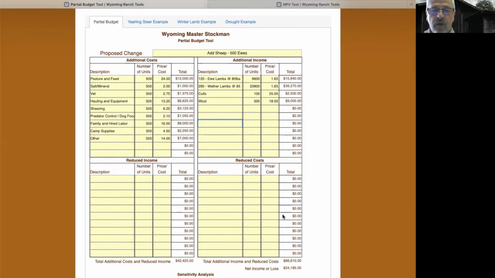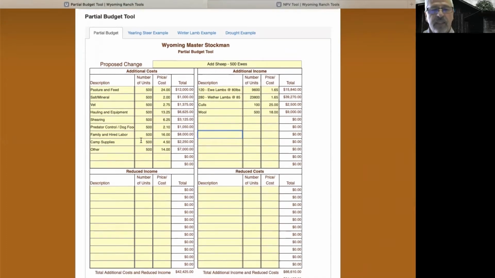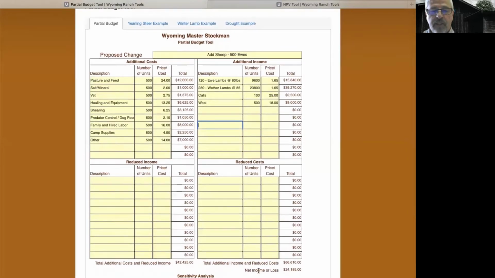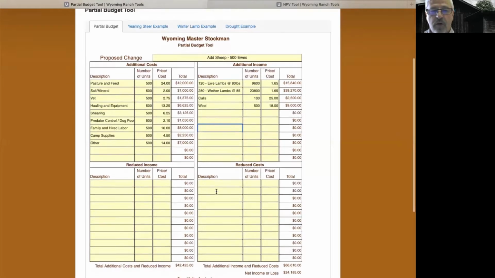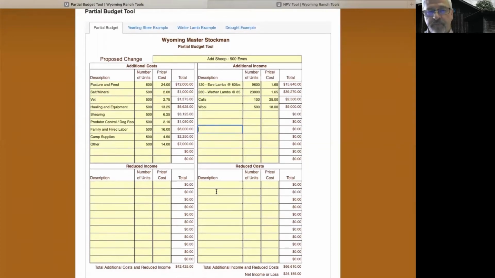So on an annual basis, these were the additional costs I could think of on my operation and the additional income. I couldn't really think of any reduced income based on this change, and I couldn't really think of any reduced cost on my own operation based on this change. But if you can think of those, certainly add those in for your specific operation. So with this, I've got an estimate of a net income of $24,185 per year. That's a net annual income.